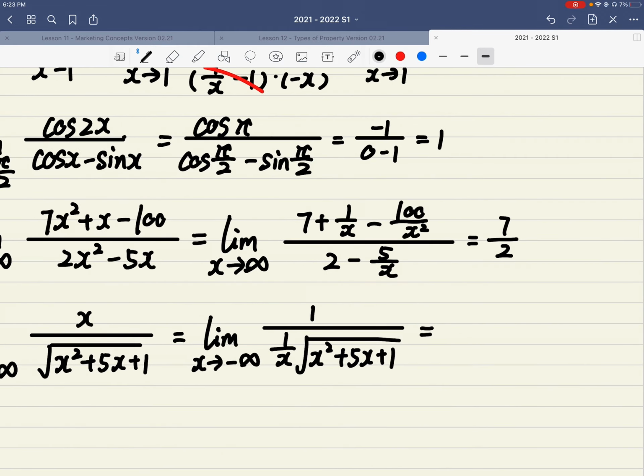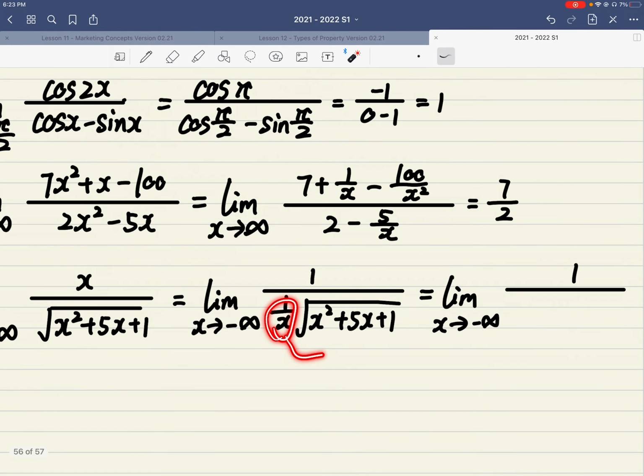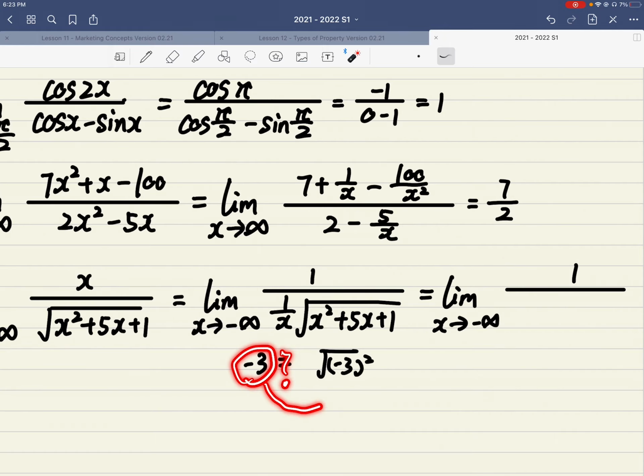And here's the tricky part. You obviously want to simplify the bottom part, but we move x into the square root. Okay, so here's a simple case. For example, negative 3. Is it equal to the square root of negative 3 squared? Are they the same? No, because if you move a negative number into a square root, you have to put a negative sign in front. So it's negative square root of negative 3 squared.